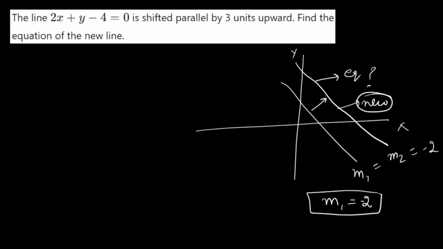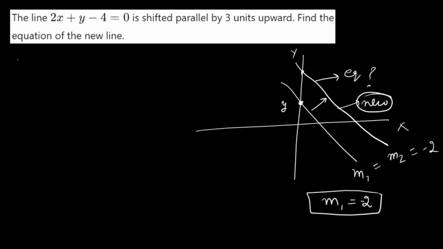Now our main thing: the question says it's shifted by 3 units. So if I know the point here on the y-axis, then since it is being shifted upward, whatever y we get, we will add 3 to it. Then we will get the new y-intercept. So let's see what the y-intercept is here.